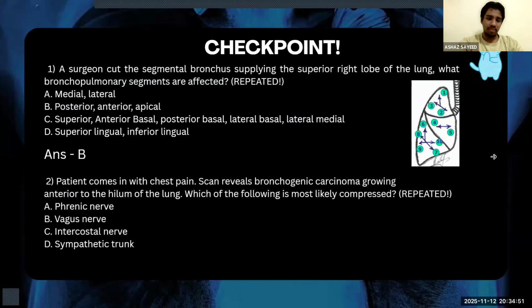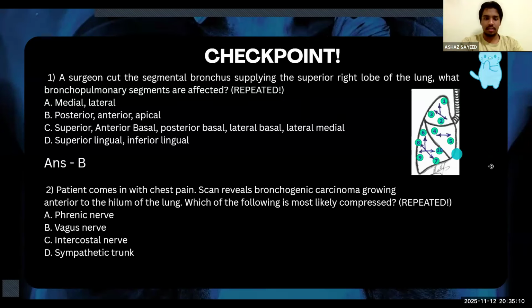So the next one, patient comes in with chest pain. Scan reveals bronchogenic carcinoma growing anterior to the hilum of the lung. Which of the following is most likely compressed? Again, this one's repeated too. Pretty easy. Yeah. Phrenic nerve. You guys are right. Phrenic nerve is the answer. Okay.